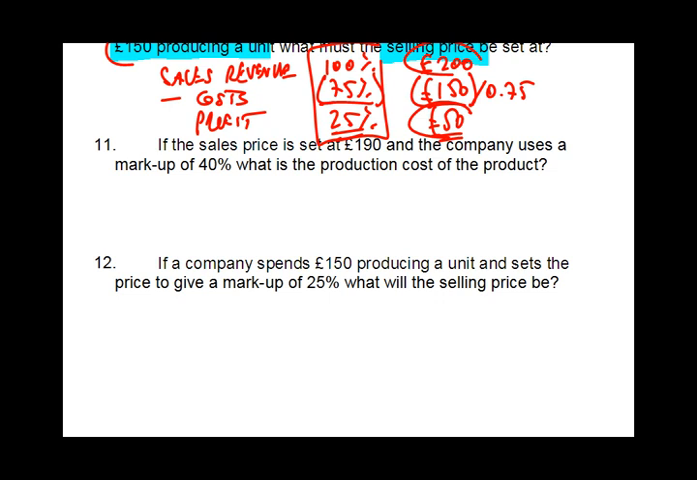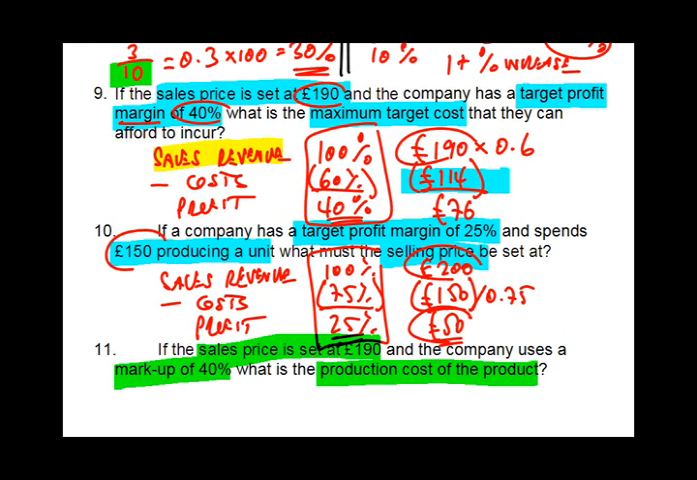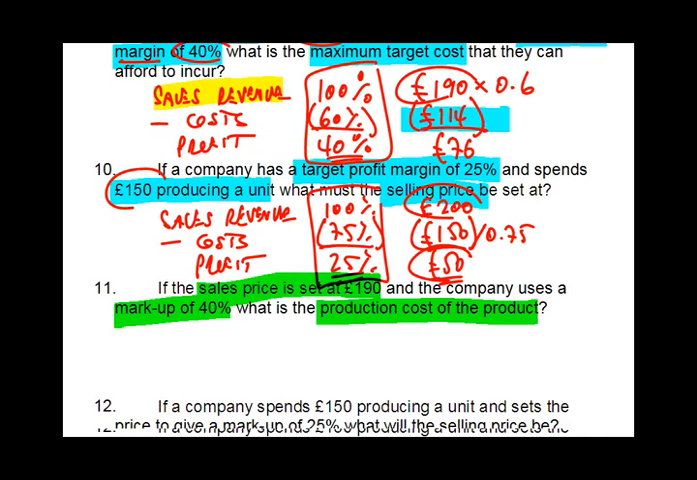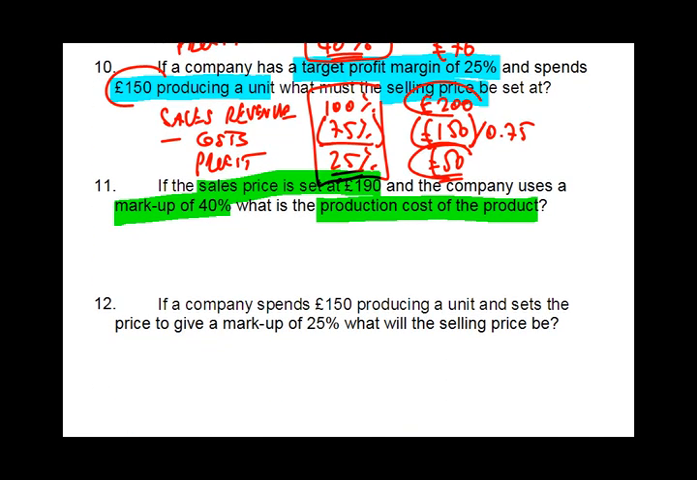Well, what if we do a similar exercise dealing with markups? Now you're going to see some fairly familiar figures here, so let's be careful we don't mix everything up. We've got a sales price of 190, markup of 40%. What is the production cost of the product? Now actually that's not too dissimilar to example 9, where we had a sales price of 190 and a 40%. The difference is this is now a markup of 40%. And whereas margin is short for margin on sales, markup is short for markup on cost.